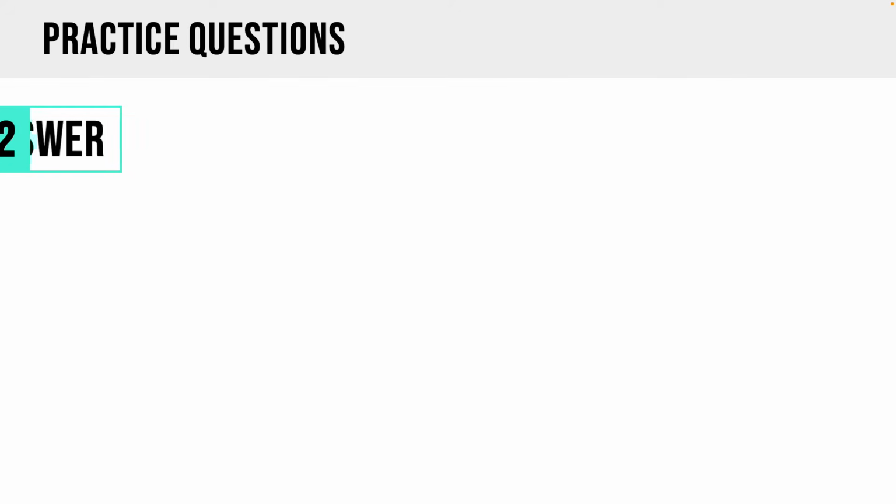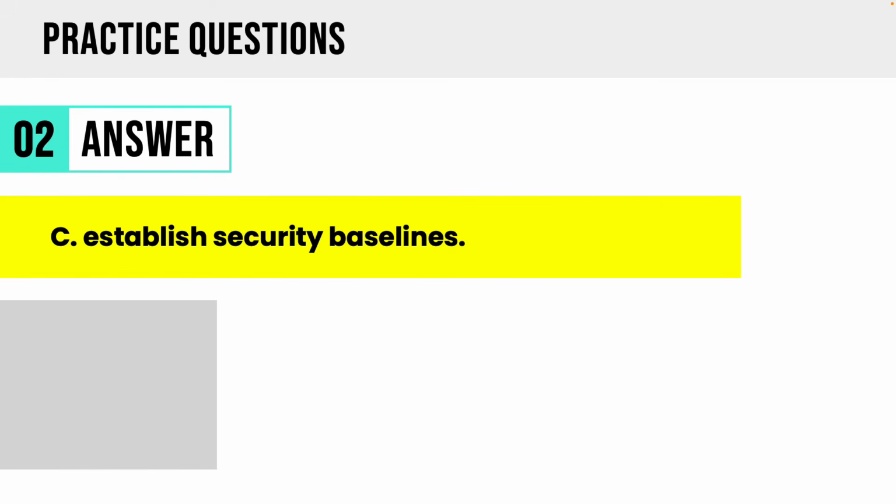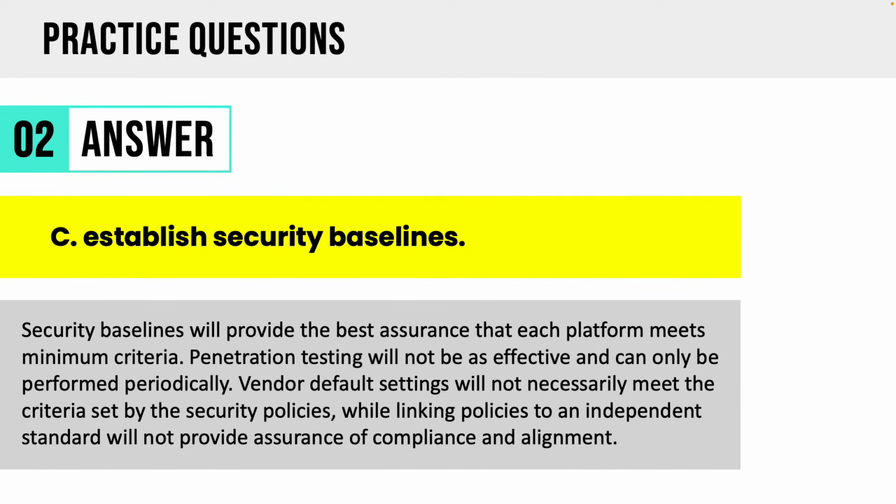So there's one clear, correct answer here, and that is establishing security baselines. That security baseline gives us best assurance that each platform meets minimum criteria. Hopefully we can automate the implementation of those security baselines. Penetration testing can only be performed periodically, so it's not going to be as effective. Vendor defaults are a terrible idea because we're not customizing to the org. And while linking policies to an independent standard can give us some guidance, it's not going to give us assurance of compliance and alignment with our organization's standards and requirements.